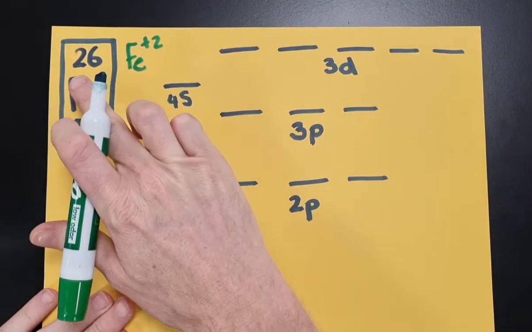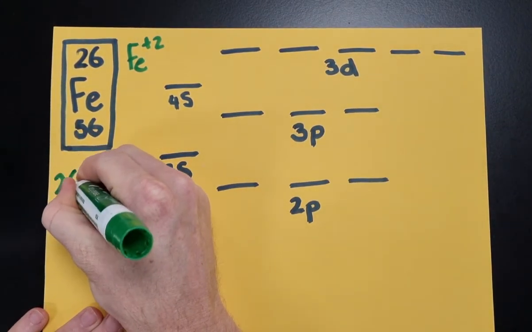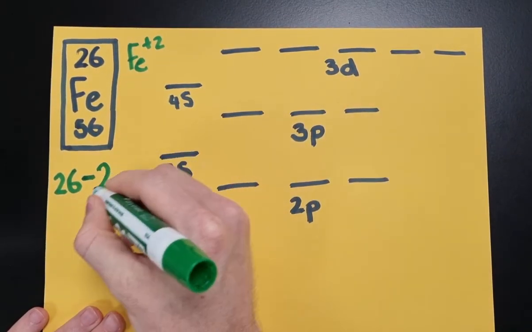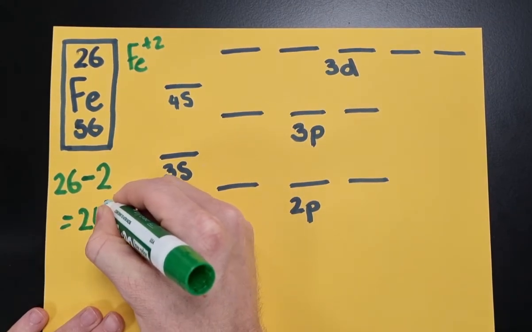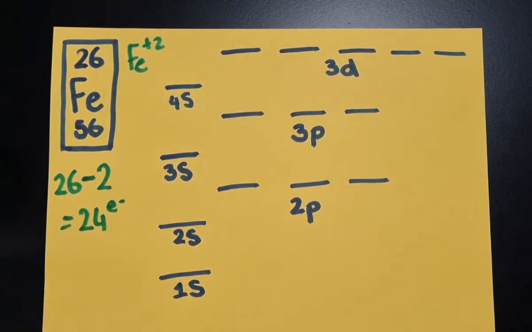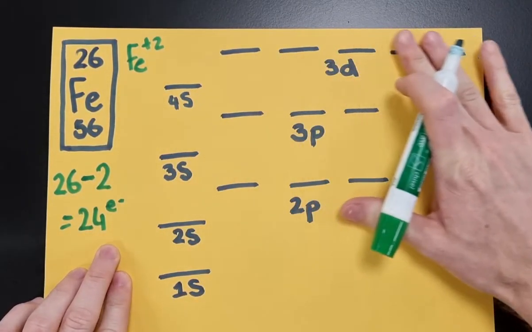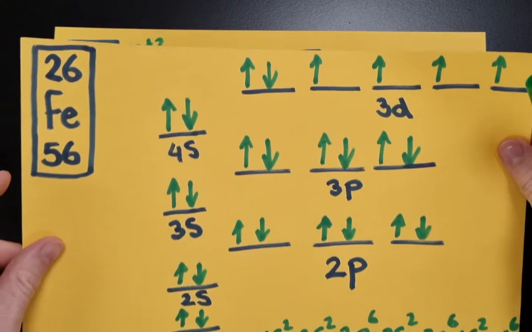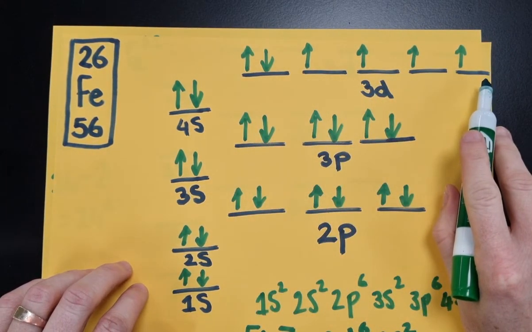which means we would have to take our atomic number of 26, subtract that +2 to equal 24 electrons. Now, if we've got 24 electrons, that means we've got 24 that we can spread out here. If we look at the previous version of our iron atom, we notice that we went all the way up into the 3d column.